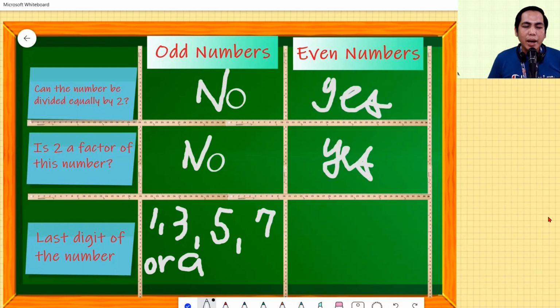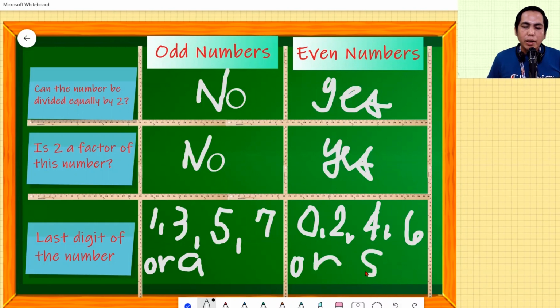For example, 793. So the last digit is 3. 101. The last digit is 1. Therefore, they are all odd numbers. So for even numbers, the last digit is 0, 2, 4, 6, or 8. So any number that ends with 0, 2, 4, 6, or 8, it is an even number. For example, 7,908. Since 8 is the last digit, so therefore that number is an even number. 402 is also an even number because the last digit is 2.